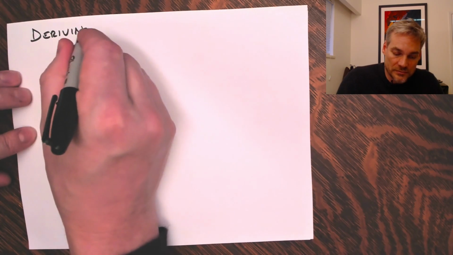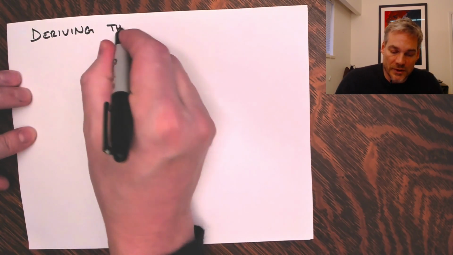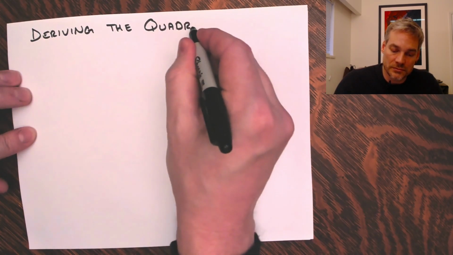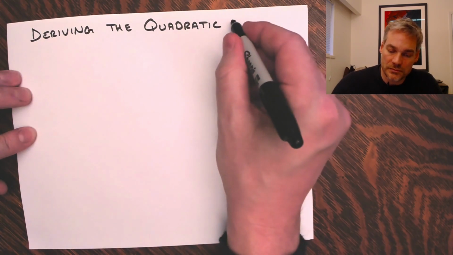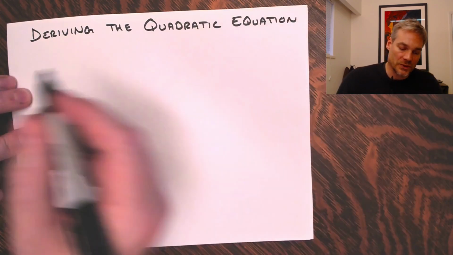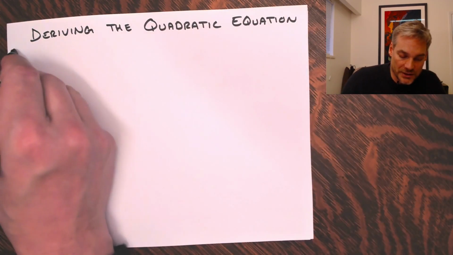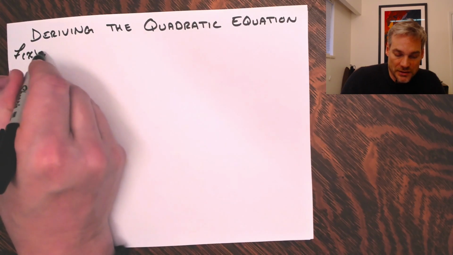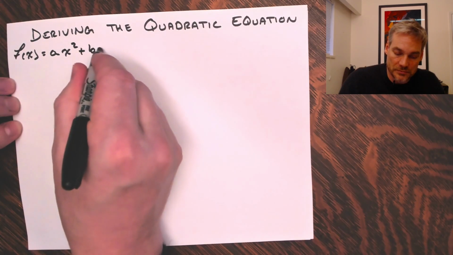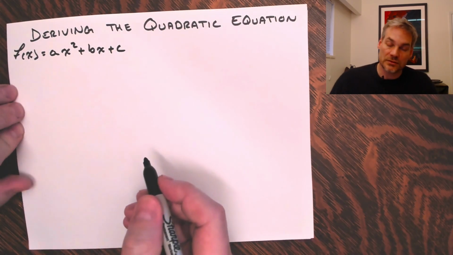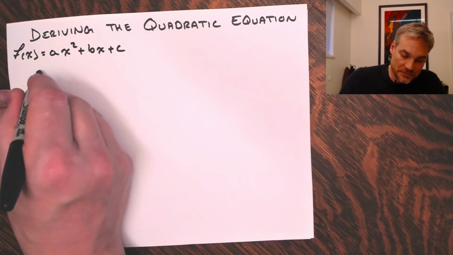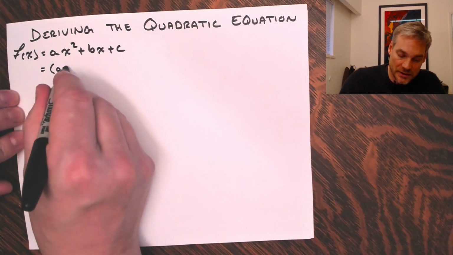So we will say deriving the quadratic formula. Okay, so what we have is the function f of x is going to be the standard form of a quadratic. Now we want to complete the square. So easy, we'll group the first two.